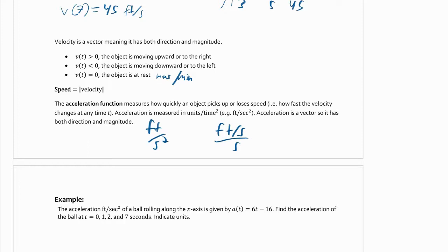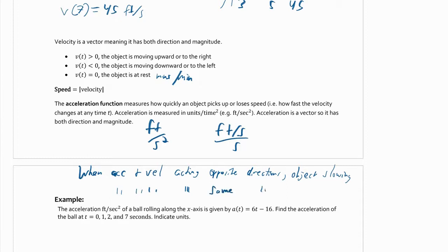So let's kind of move down. Oh, one more thing. We're really going to be kind of careful about these things about when acceleration and velocity are acting in opposite directions. So I'm just going to put a note here, and we'll get back to this. When acceleration and velocity are acting in opposite directions, we know that means that the object is slowing. And likewise, when they're acting in the same direction, the object is speeding up. Whichever direction that is, as long as it's the same, the object is speeding up.